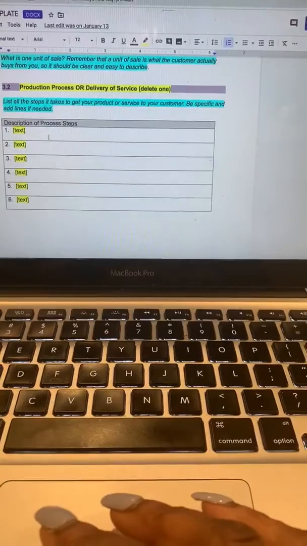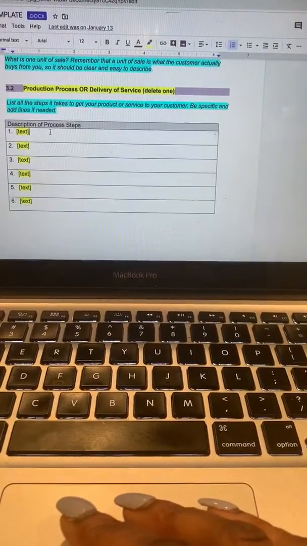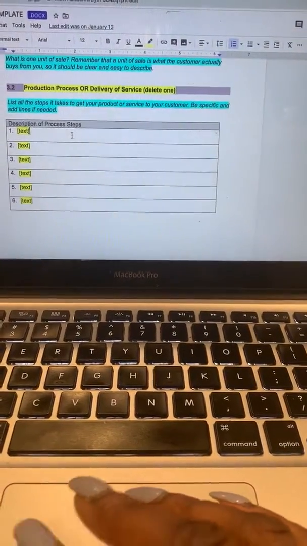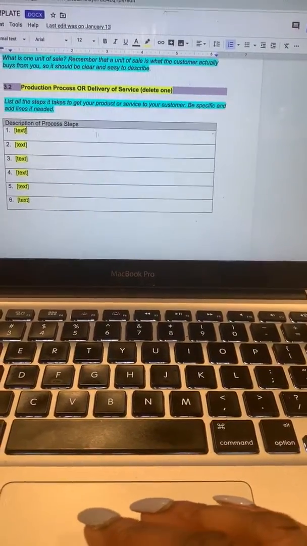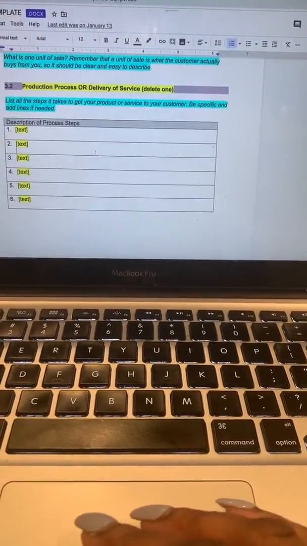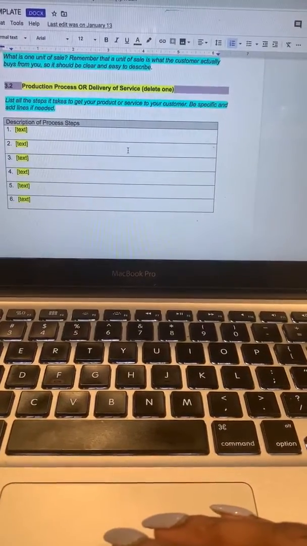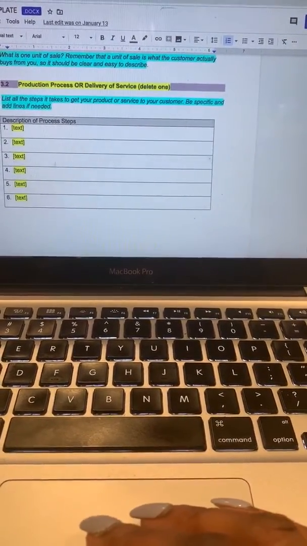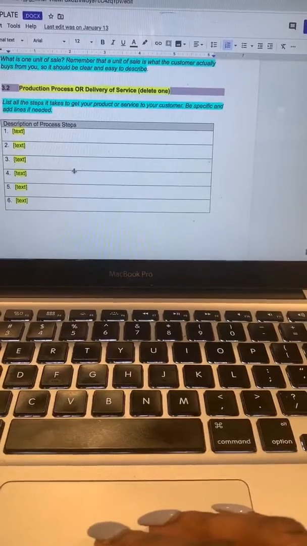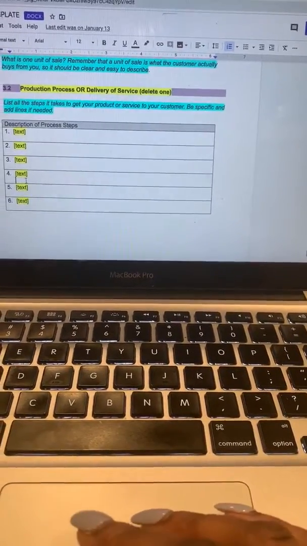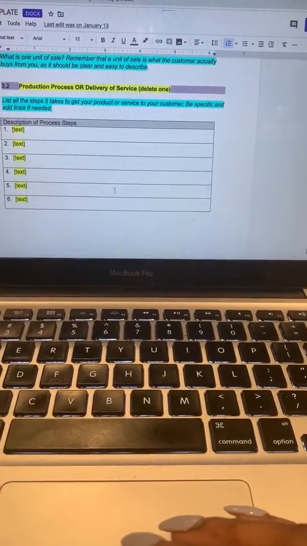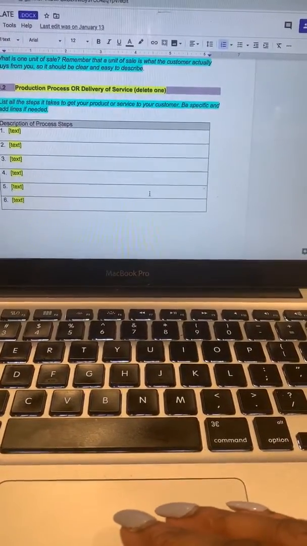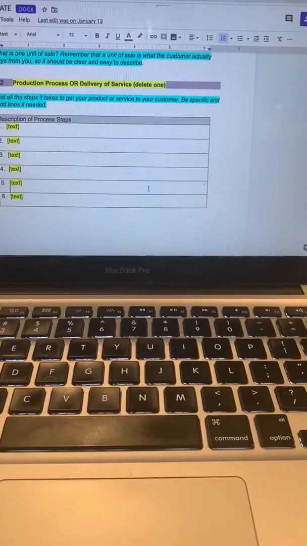The very first step, for example, if you're doing an app, is the customer visits the app store. The second step is customer searches the app. The third step is customer reads the description. Fourth, customer downloads the app. Fifth, customer interacts with the features of the app. And that's your production process.